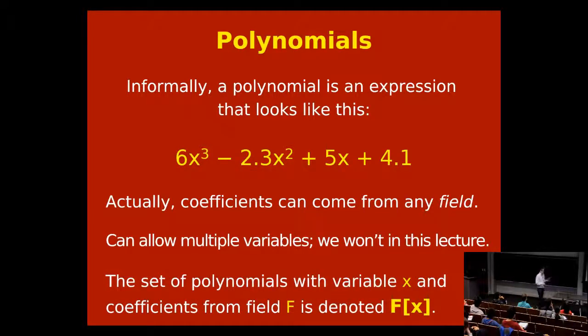And here's some notation that I will use. If you have a variable symbol x, and you have a field F, which is where you want the coefficient numbers to come from, the set of all polynomials with variable x and coefficients from that field is written F square brackets x. So for example, this thing is in the set R, the reals, square brackets x, because these are all real numbers. Actually, it's also in C square brackets x, because technically these are all complex numbers too. It's also in Q square brackets x, because if you squint enough, the coefficients are all rational numbers as well.